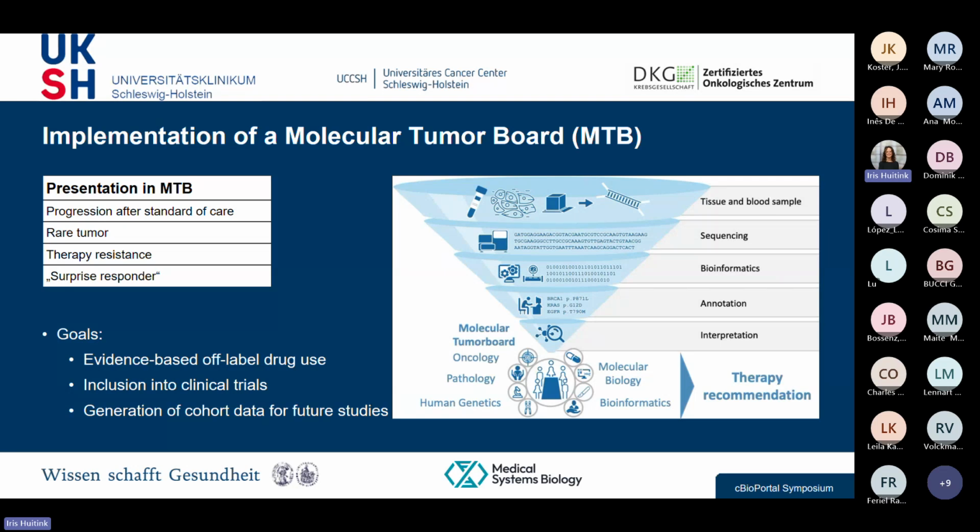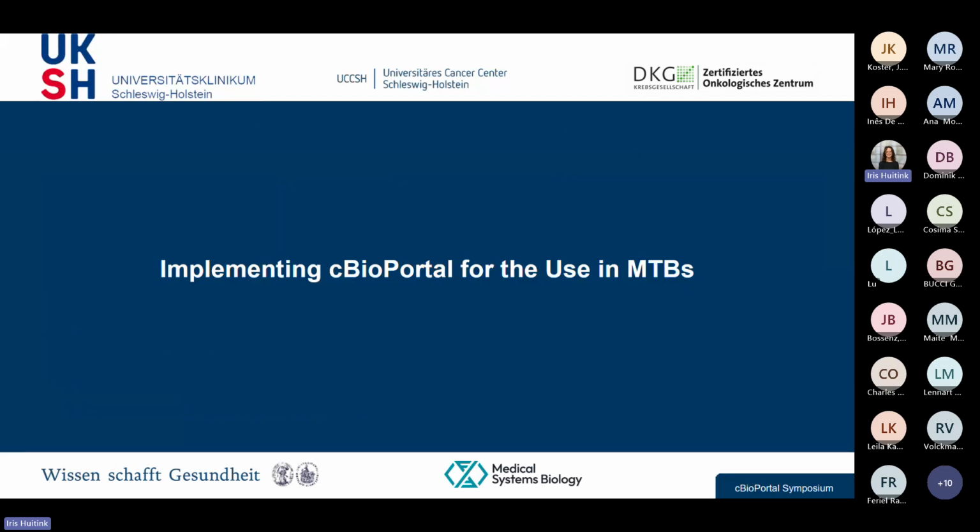We usually do whole exome sequencing of tumor normal pairs, but also whole genome sequencing. And then in an interdisciplinary board consisting of oncologists, pathologists, human geneticists, and bioinformaticians, a therapy recommendation is basically discussed for the patient that usually consists of drug repurposing, off-label drug use. We try to include the patient in clinical trials, and also then, of course, try to create research data for future studies. And of course, molecular tumor boards have already proven to show some survival benefit for the patients.